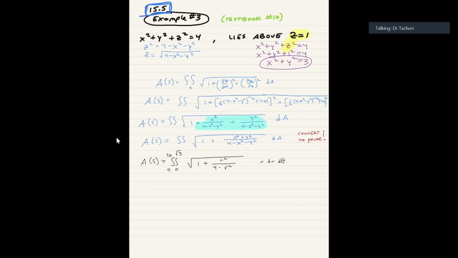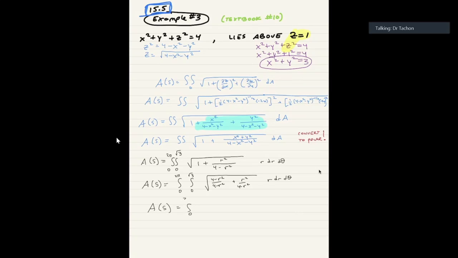So how are we going to do this here? Let's get a common denominator in there. Your outside bounds are 0 to 2 pi. Your inside bounds are 0 to radical 3. This is going to be 4 minus r squared over 4 minus r squared plus r squared over 4 minus r squared, r dr d theta. The r squareds in the numerator cancel.